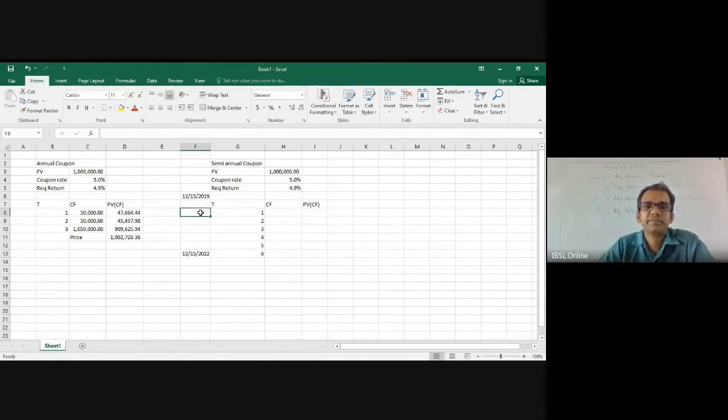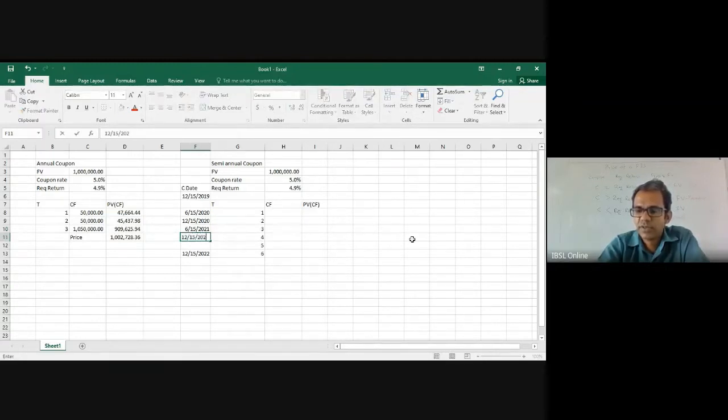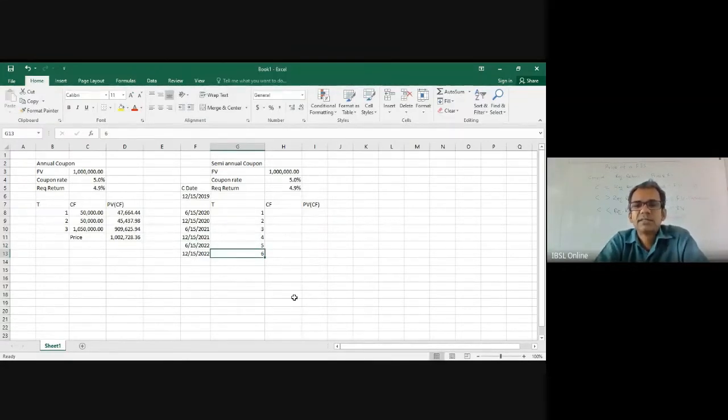What is the next coupon date? This is June 15th, 2020. The next one, December 15th, 2020. The third one, June 15th, 2021. Then December 15th, 2021. Then again there's a cash flow, June 15th, 2022, and the last maturity date is the last coupon date. So there are 6 cash flows.